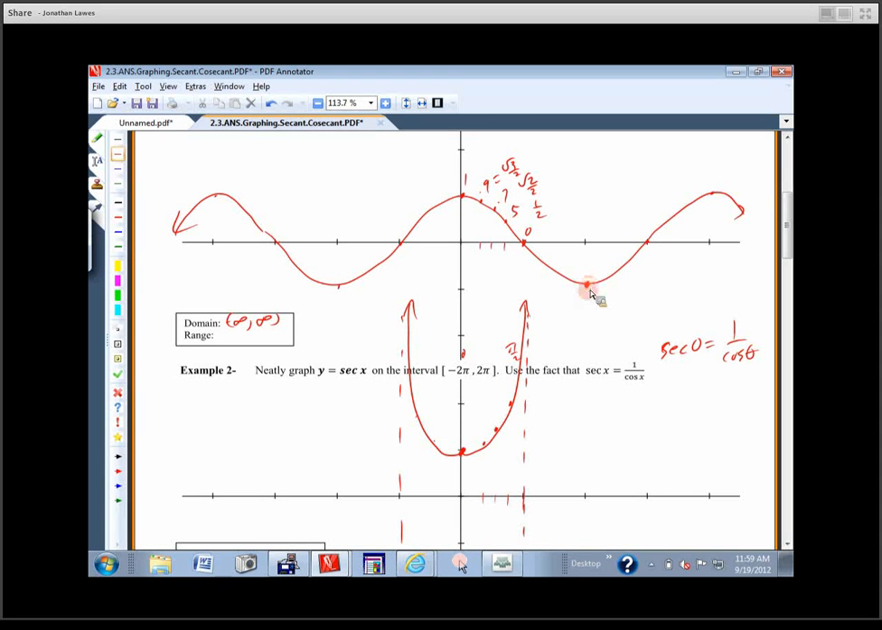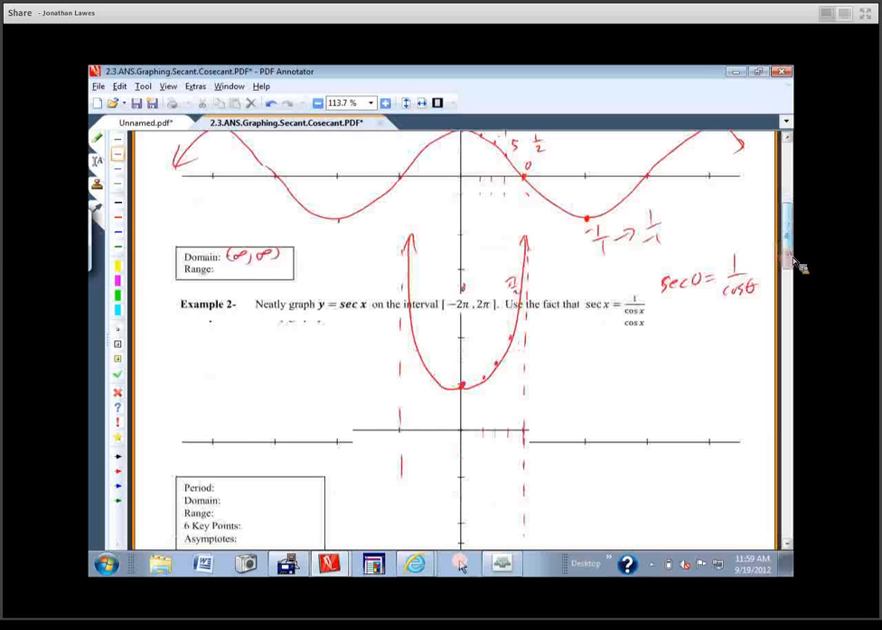Okay? Let's take this one right here. What's the function value right here? Okay, the function value is -1. What happens when you flip -1 over? It's still -1, isn't it? Flip that over, you get 1 over -1. It's still -1. So let's come down here and let's put a point at -1.